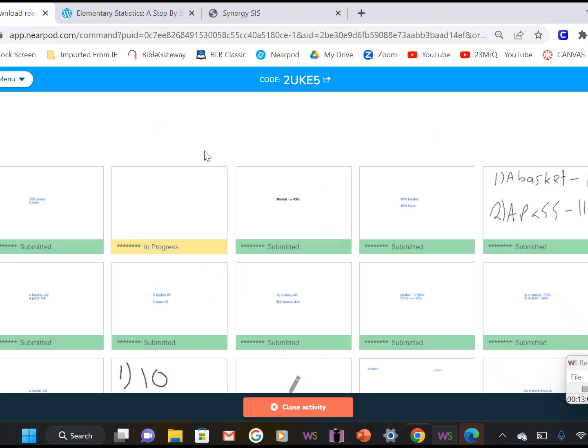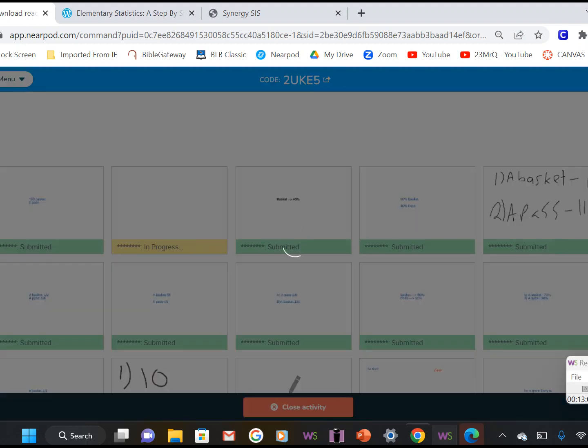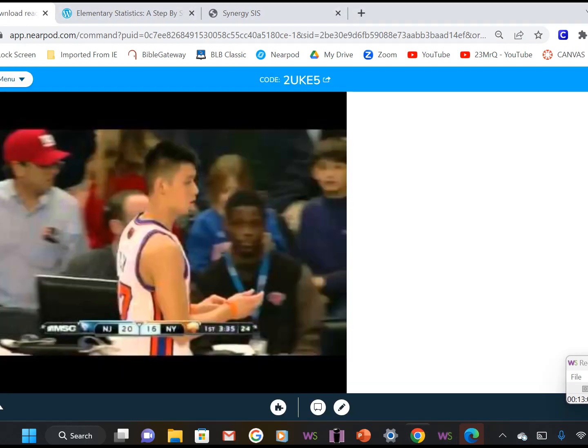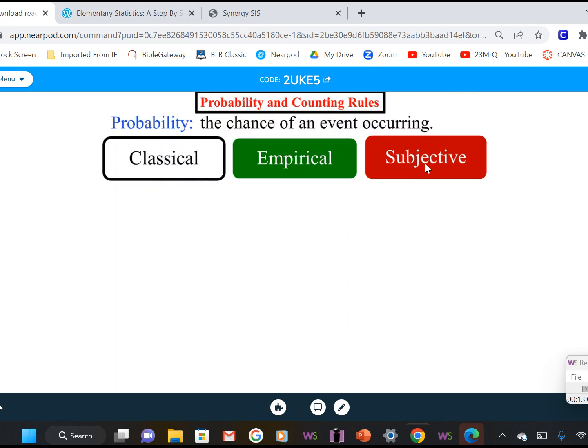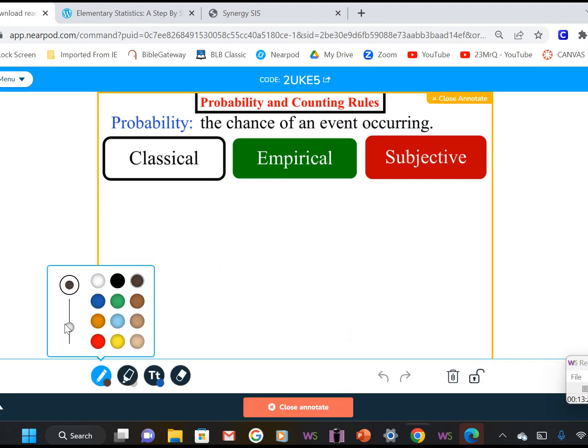What you guys just experienced is what we call, in probability, subjective probability. Does that make sense? And once again, I like for you guys to experience the actual probability so you guys can understand it. So let's make some notes. So I want you to write classical, empirical, and subjective. We're going to close this part, so we're done with this section.